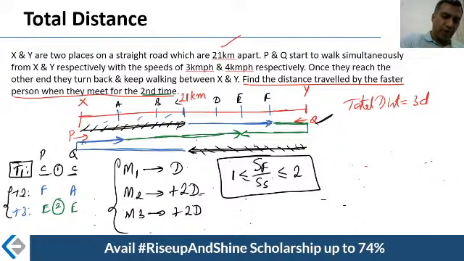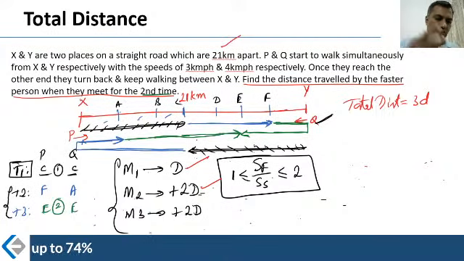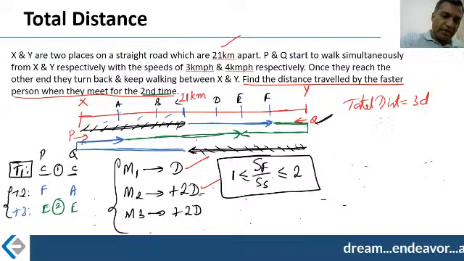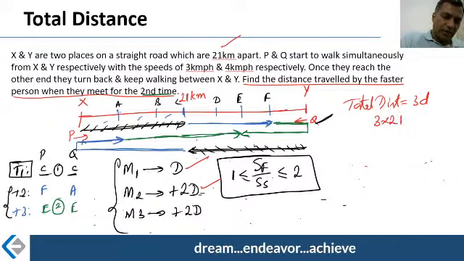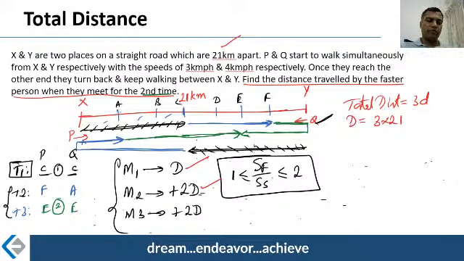What is D? D is 21. Why? The first time they have to cover D distance. For the second meeting, they have to cover 2D distance. What is the total distance? Therefore, the total distance is nothing but 3D, 3 times 21, which is 63 meters.